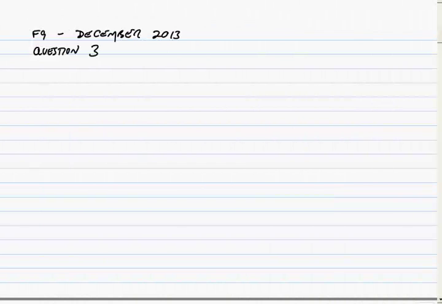We're going to look at question 3 from the December 2013 paper F9 exam. So as always, let's quickly look at the requirements first. Part A, calculate the following values for product P. Total cost of current ordering policy, total cost using economic order quantity, net cost or saving. This part is obviously on economic order quantity.